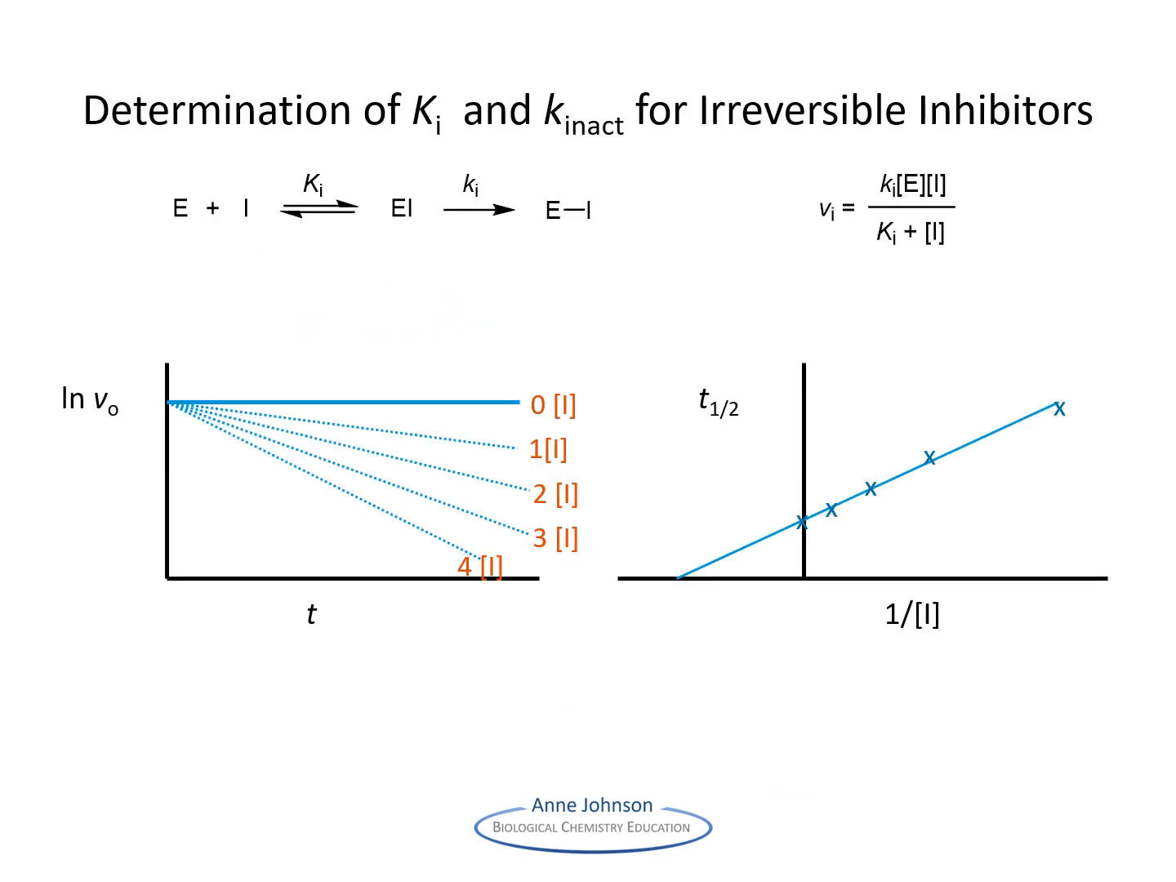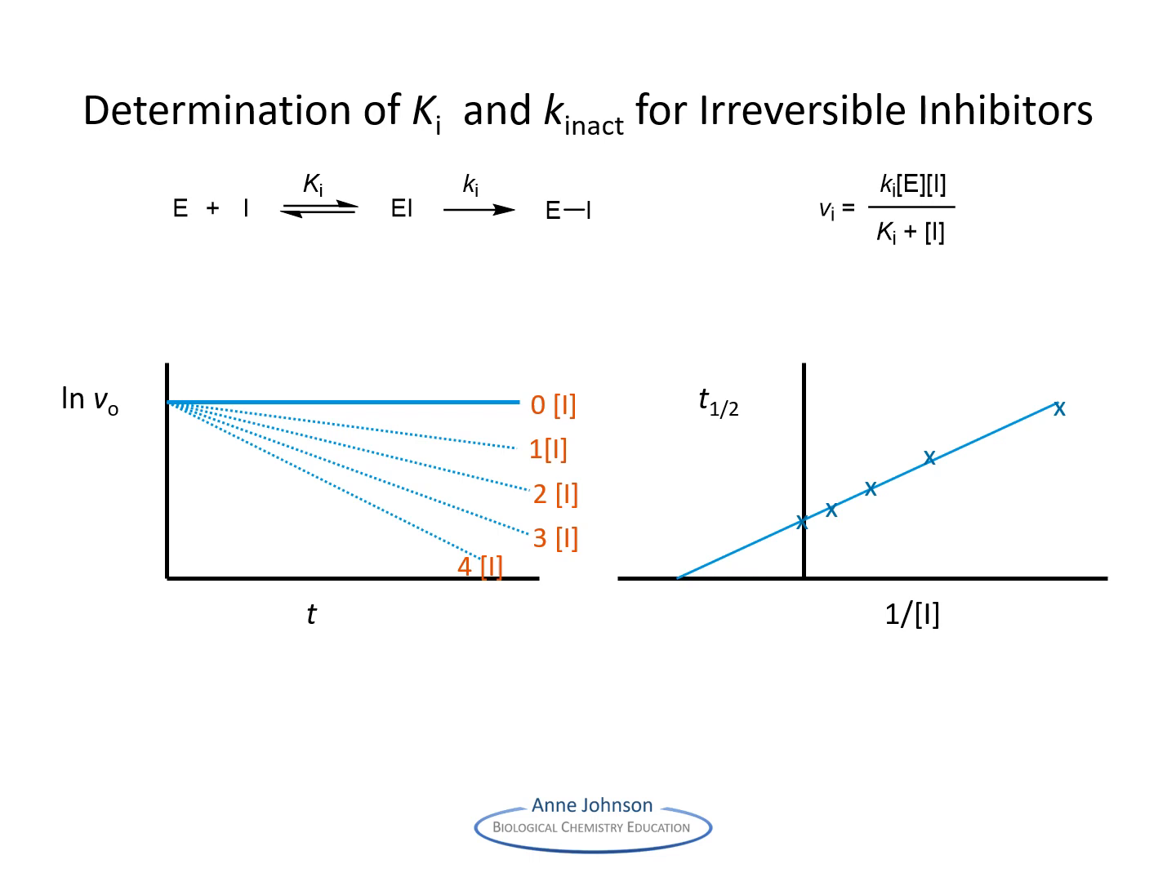Inactivation of the enzyme has the following scheme. The enzyme and inhibitor form an EI complex with equilibrium constant Ki. The EI complex undergoes reaction to form a covalent bond with rate constant Kinact. The rate of enzyme inactivation has the same form as the Michaelis-Menten equation.